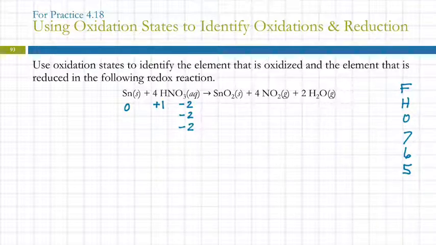This math here is not hard, but it can mess you up still. So we have a total of -6, and this is a +1. The coefficient of 4 has nothing to do with this. We're just looking at the one molecule. -6 and +1, how do we get that to add up to 0? Must be +5, right? So I'm going to erase these because we don't need those. So the nitrogen is +5. Anybody have any questions about that?